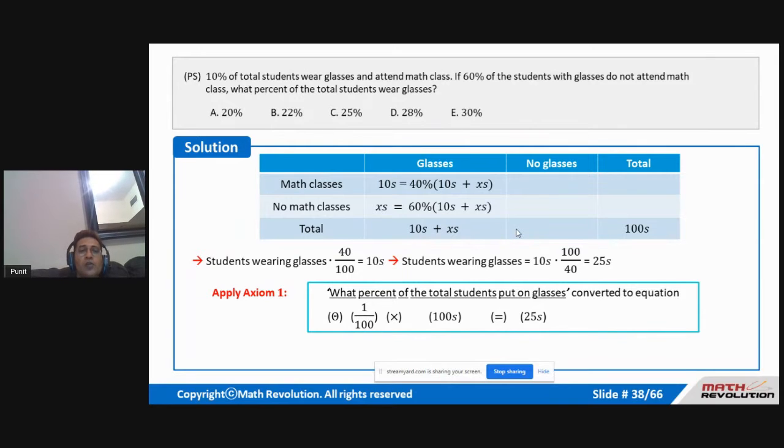So 40% of students wearing glasses is equal to 10S. So students wearing glasses are automatically 25. So we need to find what percent of total students put on glasses. What is theta? Percent is 1 over 100. Of is multiply. Total students are 100S. Put on the glasses equals 25S. We need to find the value of theta. 100 gets cancelled out. We're left with 25%. The answer goes as C.